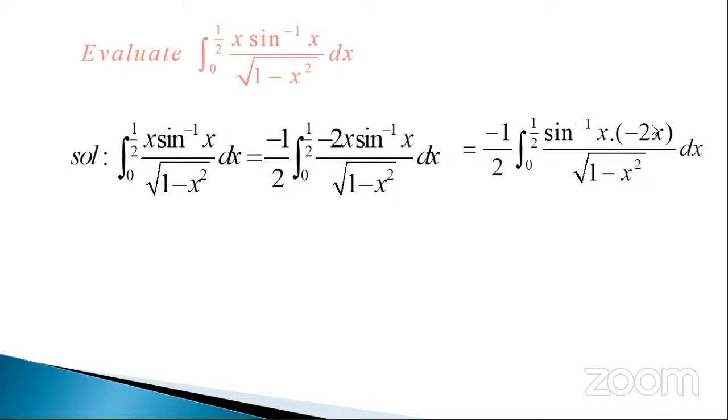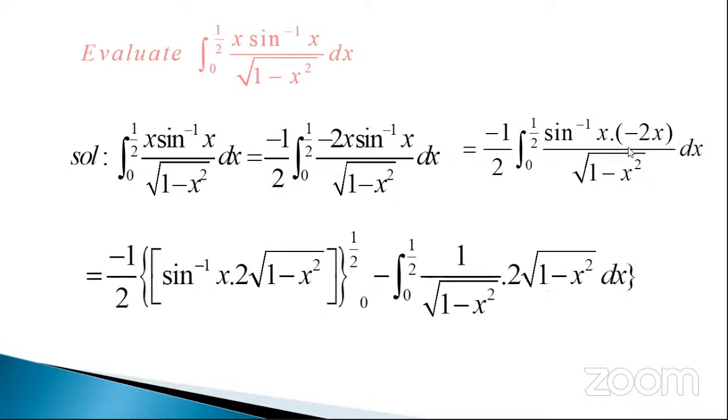The derivative of 1 minus x square is minus 2x only. This is u, this is v. Apply u into v. Integral of f dash x by root f x equals 2 root f x. Am I clear? 2 root f x.